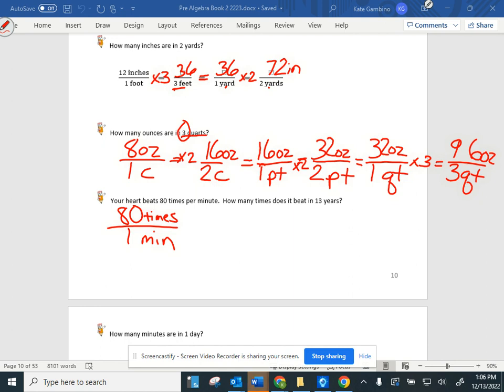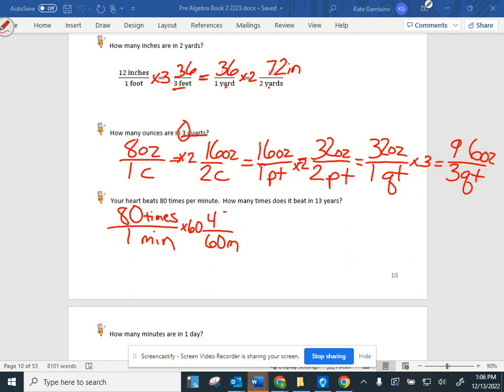How many times does it beat in 13 years? So I'm going to go from minutes to years to 13 years. How do I go from minutes to years? Well, I'm going to look up at that chart. Okay, 1 minute is equal to what? I want to go up to 60 minutes so I can get to an hour. So, if I want to get to 60 minutes, what am I going to multiply by? 60. So what's 80 times 60?